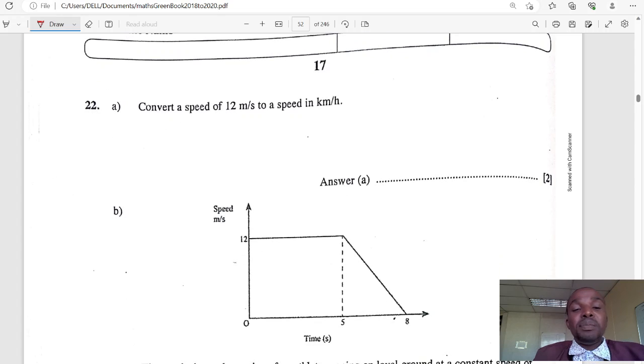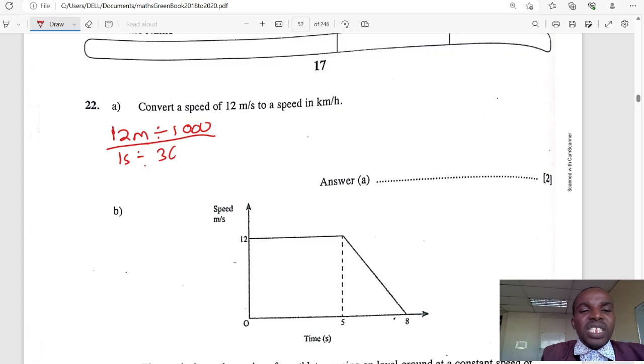Next, convert a speed of 12 meters per second to a speed in kilometers per hour. 12 meters per second means 12 meters over 1 second. So you convert 12 meters to kilometers. How? You divide by 1000. Then you convert 1 second to hours. How? You divide by 3600. So you divide by 60 to minutes, then you divide by another 60 to hours, right?